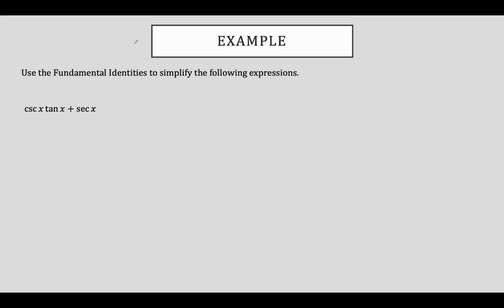Let's look at a few more examples where we use the fundamental identities to simplify trigonometric expressions. Here, the expression we're working with is cosecant x times tangent x plus secant x. Well, as we discussed in the last video, it can often be helpful to rewrite each of our trig functions in terms of sines and cosines.